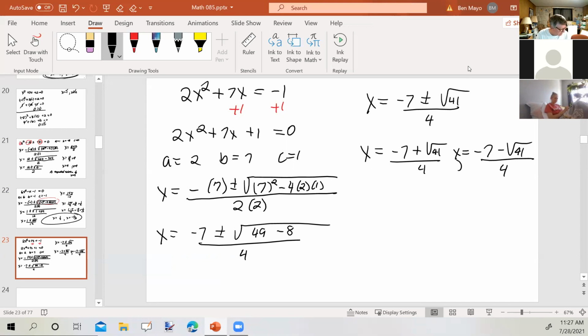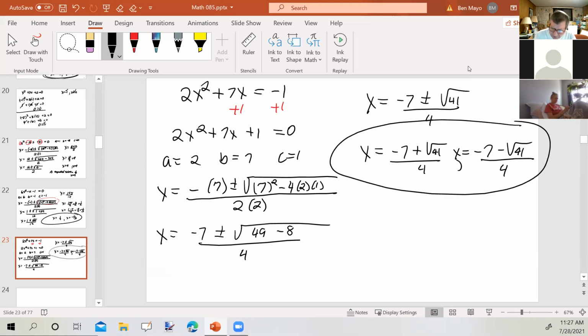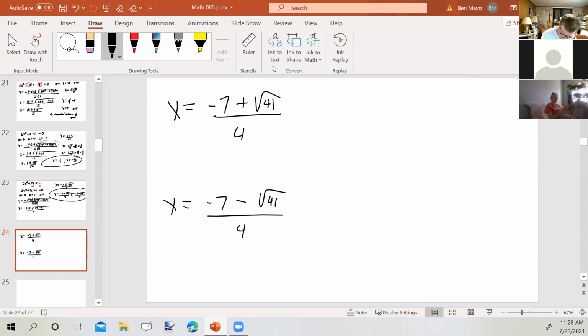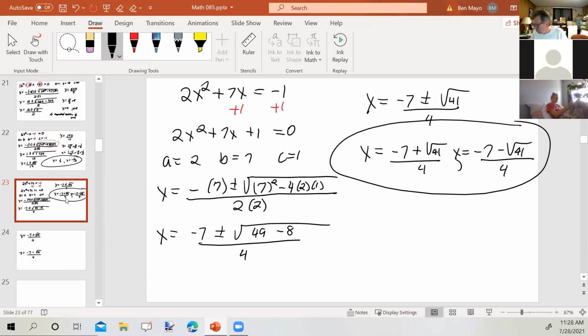Now, the instruction for this problem says solve each equation, approximate the solutions to the nearest hundredth. All right? So this has two parts. So here I have the exact solutions. Now what I'm going to do is take these two answers and go to the next page so that I have lots of room to write. So we've got here x equals negative 7 plus the square root of 41 all over 4, and x equals negative 7 minus the square root of 41 all over 4. We'll go back here for a minute if anybody's still working on that.